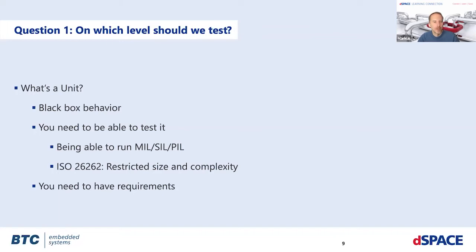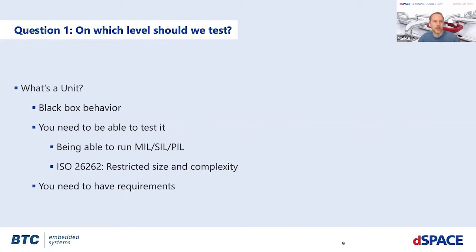If we make them too small and just have one line of code in each runnable, it's probably not efficient. But if we make them too big and have 500 inputs on a runnable, then also it will be hard to really test it. And then the last point here on this list is you got to have requirements.